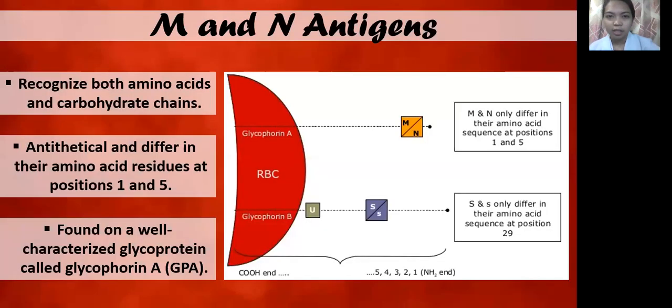So next are the M and N antigens. These M and N antigens recognize both amino acids and carbohydrate chains. They are antithetical and differ in their amino acid residues at positions 1 and 5. They are found on a well-characterized glycoprotein called glycophorin A or GPA. GPA is the major RBC sialic acid rich glycoprotein or the sialoglycoprotein or the SGP.